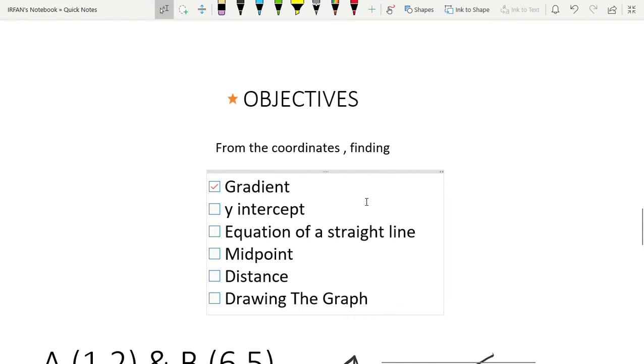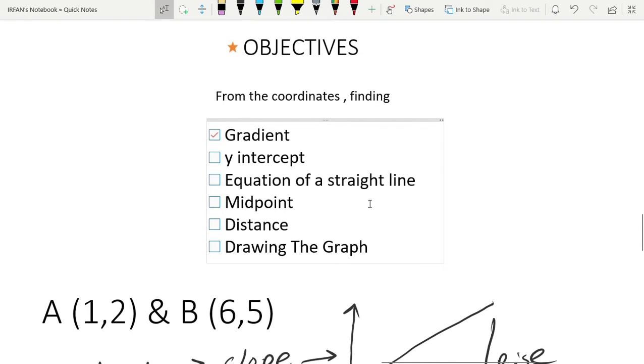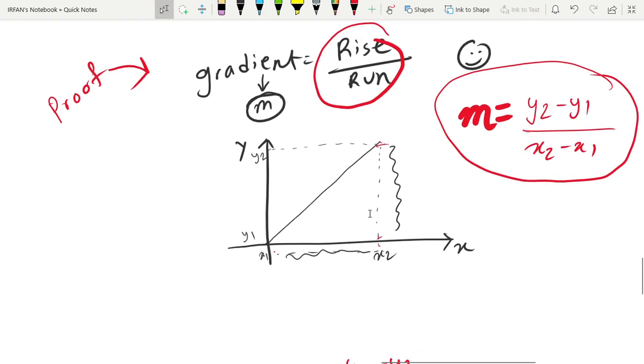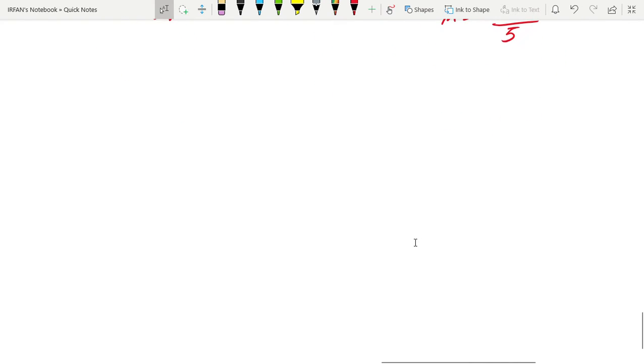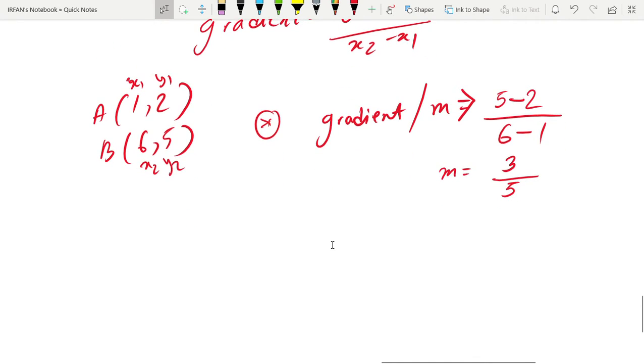Okay, now we have y-intercept and equation of the straight line. So how are you going to find the y-intercept? That's the main issue. As we know, we have coordinates A and B. So what you are going to do is, we know our backbone formula.